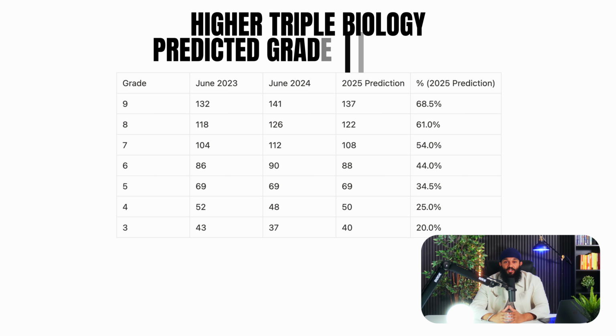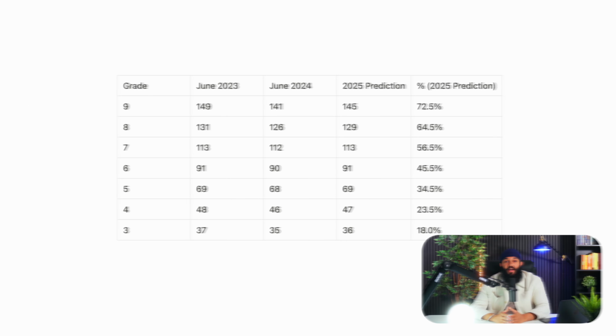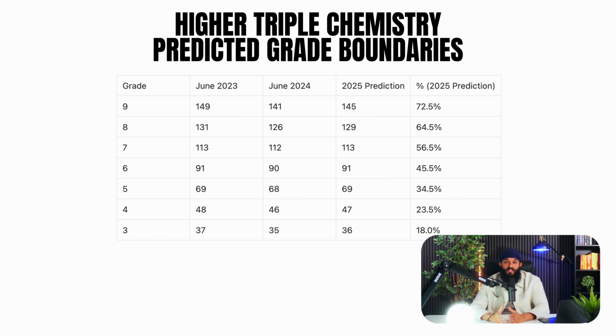And lastly, let's go on to higher triple. So let's start with biology. Now, as you can see in the biology table, you need roughly 44% for a grade 6. Now, this is below half marks for a grade 6, which I do think is quite generous. And as you can see here on the chemistry table, it's pretty much the same thing. So feel free to pause here so you can have a look.